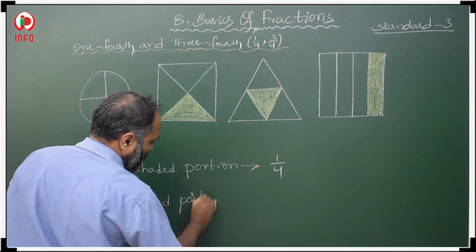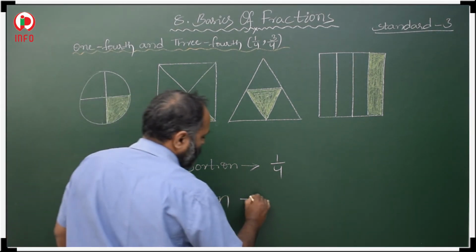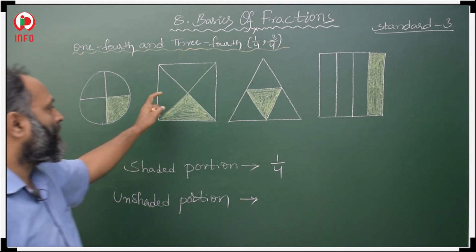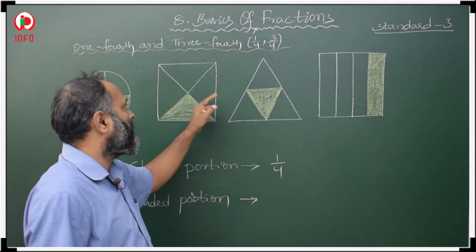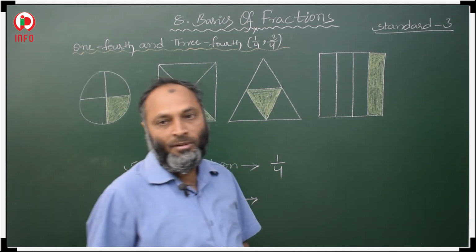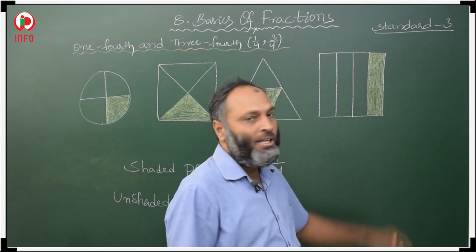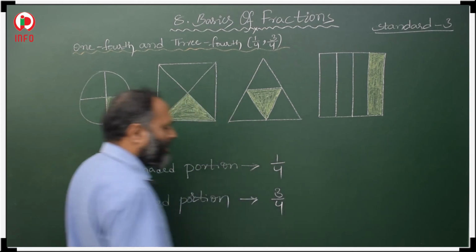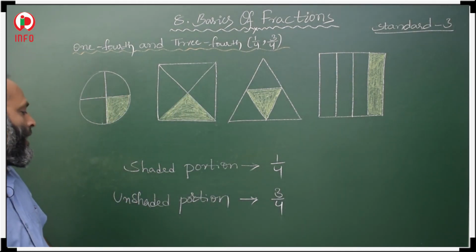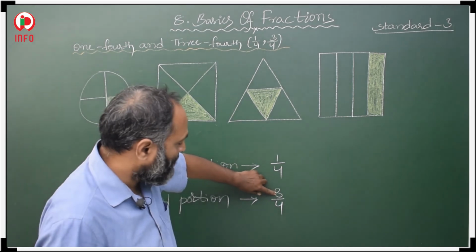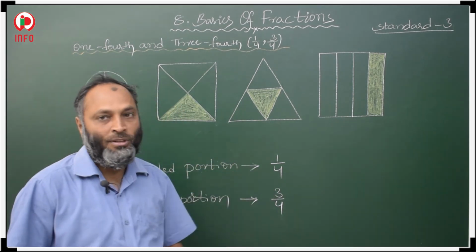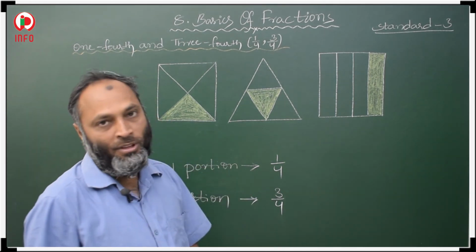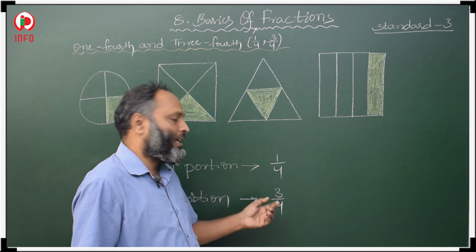So what is the unshaded portion here? See here, 3 parts are unshaded, 3 by 4. Here 3 parts are unshaded, that is 3/4. Here also 3 parts unshaded, then 3/4. In all, the unshaded portion is 3/4 and the shaded portion is 1/4. Shaded fraction 1/4, unshaded 3/4. So this is the representation of 1/4 and 3/4.